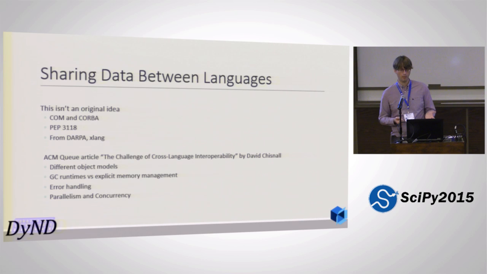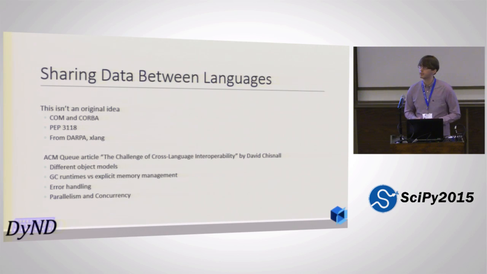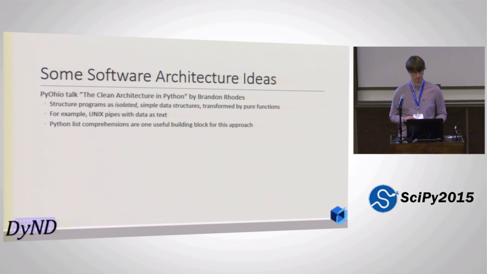So you could think of dynamic array infrastructure as being like PEP 3118, but it would sit even lower. And DARPA's XDATA project had a sub-project called XLang, which has some goals that are very similar to this. And they were inspired by this article in ACM Queue that does a very good job of summarizing the problems and what you have to do to do this. So you have different object models, different runtimes. There's a lot of things.